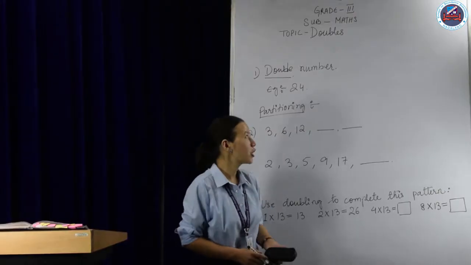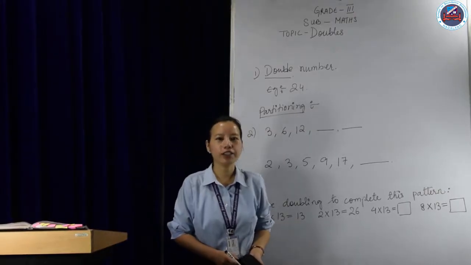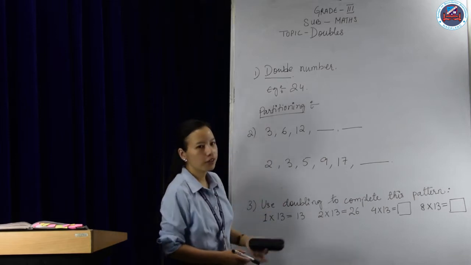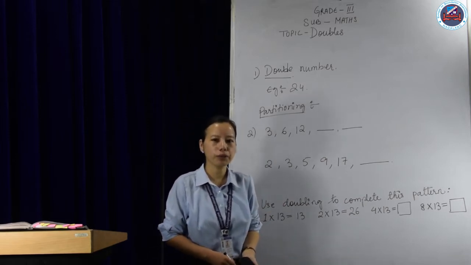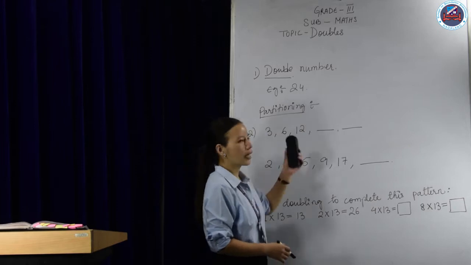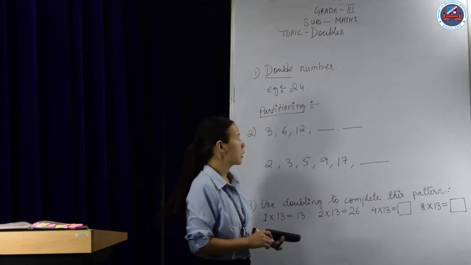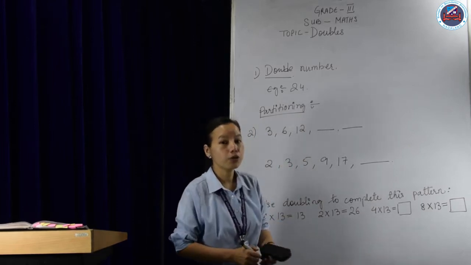Hello dear students, today we will learn about the topic of doubles. Let's start with a double number. What is a double number? A double number means adding the same number two times, that is, both addends will be the same.